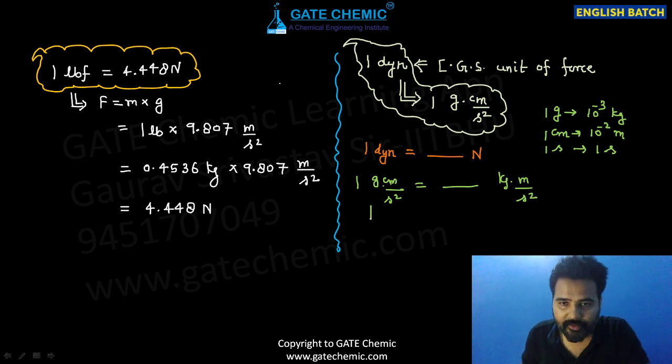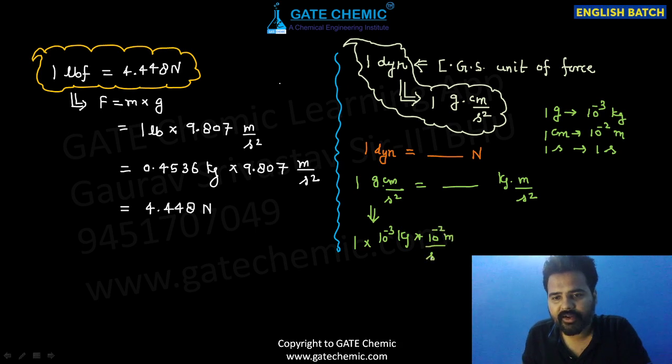Now see how to deal with it. First write this numerical. This numerical can be 1, 2, 3, 4, 5, anything. So here I am writing 1. Now in place of gram, I am going to write 10 to the power minus 3 kg. And in place of centimeter, I am going to write 10 to the power minus 2 meter. Now in place of second, just second.